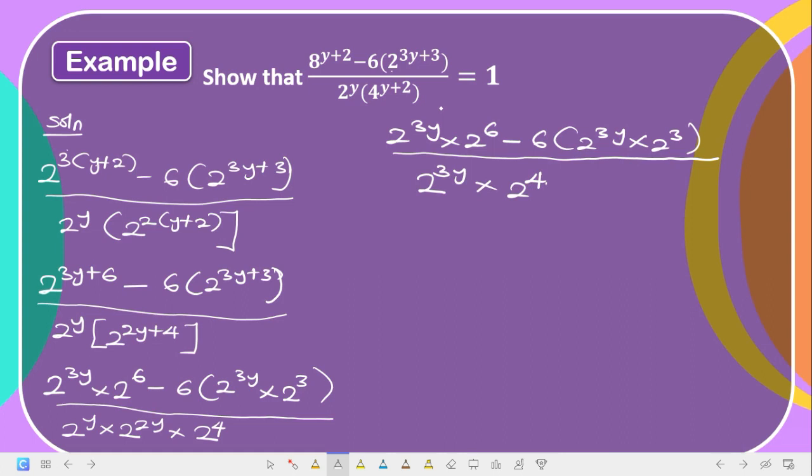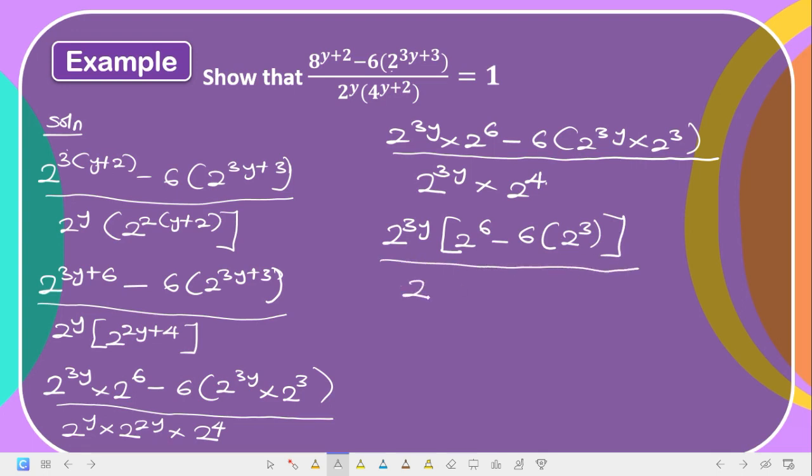So at every part of the question now, we have 2 raised to the power of 3y and 2 raised to the power of what? 3y. So 2 raised to the power of 3y is common to both sides, right? So we can take it out. So this gives us 2 raised to the power of 3y bracket. If we remove 2 raised to the power of 3y from here, what will be left here? 2 raised to the power of 6, is that also minus 6 bracket. If we remove 2 raised to the power of 3y, what will be left here? 2 raised to the power of 3, is that also?